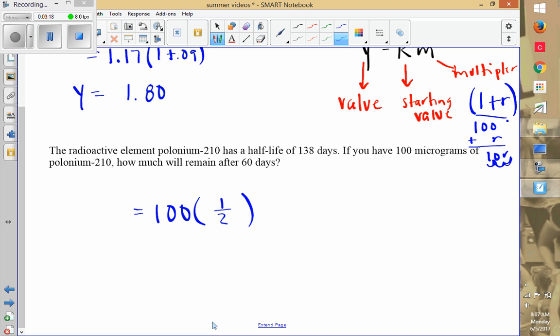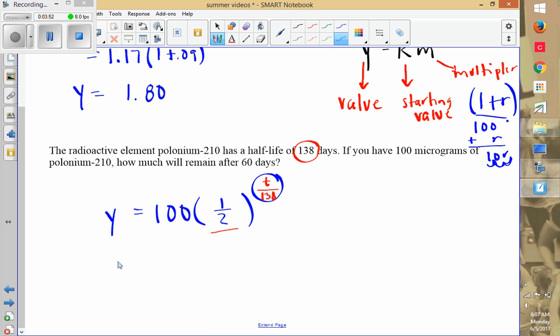So the trick in a half-life problem is actually going to be your time. The reason for that is because we have to understand that it takes 138 days to lose the full 1/2 amount. So your exponent is actually going to be time out of 138 days, because we need to figure out, whenever we have our time, what fraction of the half-life that represents.